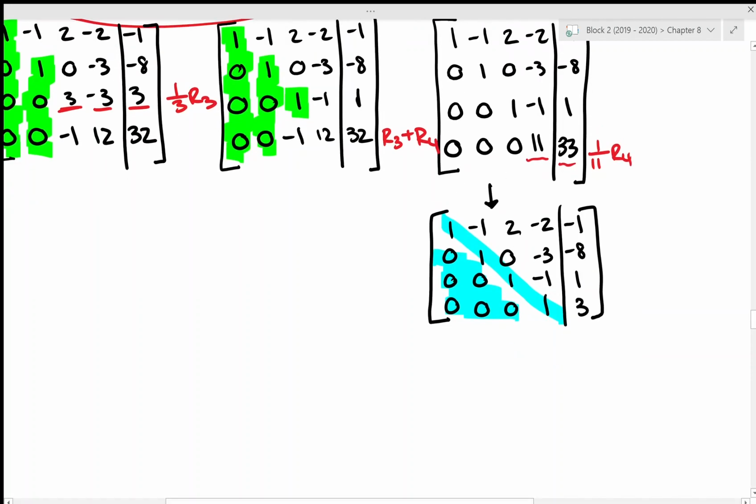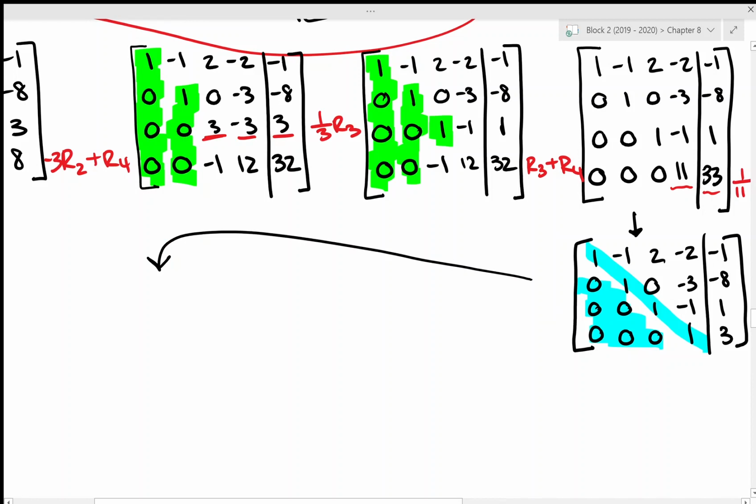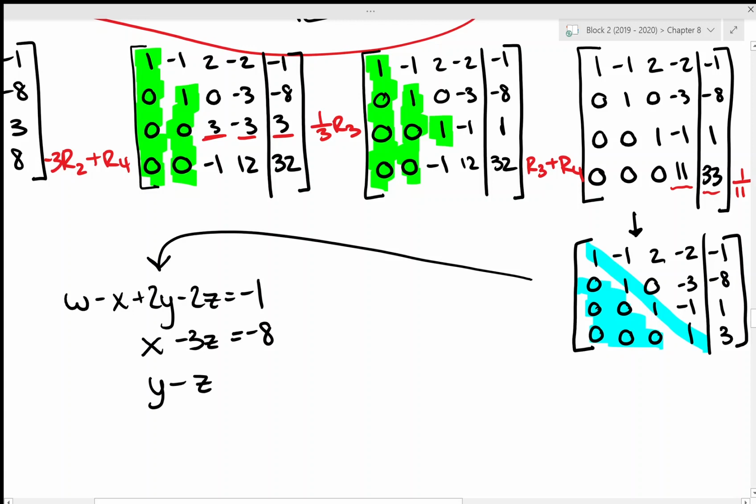So I'm going to now rewrite that as a system. So 1x minus 1y plus, oh, nope, we're starting with w. 1w minus 1x plus 2y minus 2z equals -1. Now no w, so it's 1x, no y, so you don't have to write it, minus 3z equals -8. If you want to write the x closer, you can. Now I have y minus z equals 1 and z equals 3.